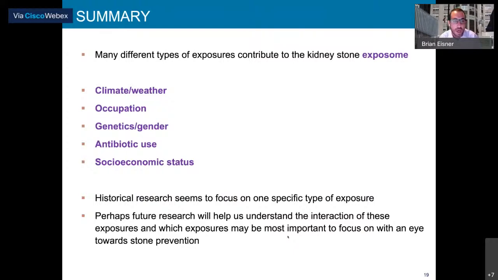Just some that I touched on today are climate and weather, occupation, genetics and gender, antibiotics, and socioeconomic status. I think historical research is focused on one exposure. How does working in a steel factory affect stones? How does gender affect stones? And I think what we really need to do, of course, it's the most difficult thing to study, is understand the interplay and understand where all of these intersect so that we may best be able to divert our resources and focus to attack the most important problems.